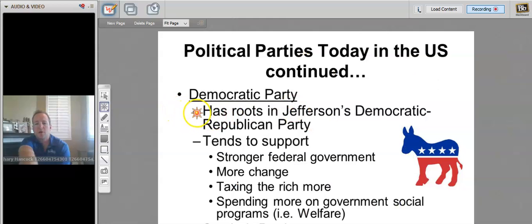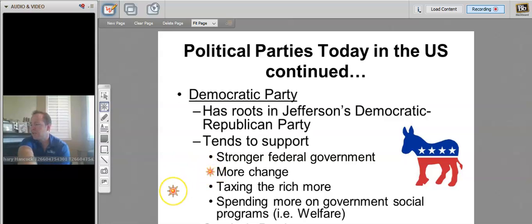The Democratic Party has roots back to Jefferson. They were actually named the Democratic Republican Party, but then they shortened it to just Democrat. They tend to support a stronger federal government. So if we probably had a Democrat as president right now, they probably would have locked down the whole country rather than have each state be able to mandate things.